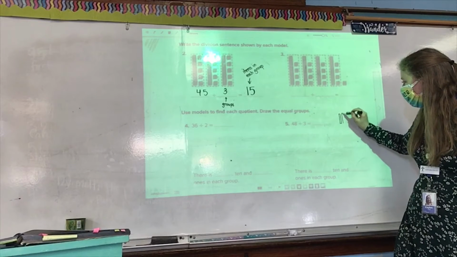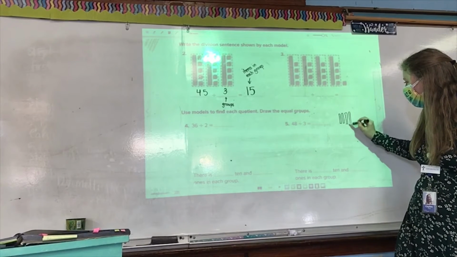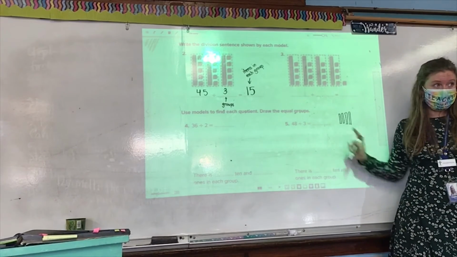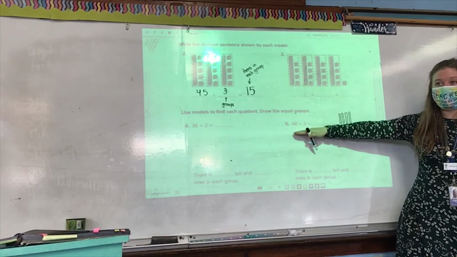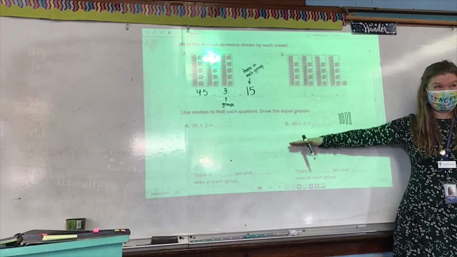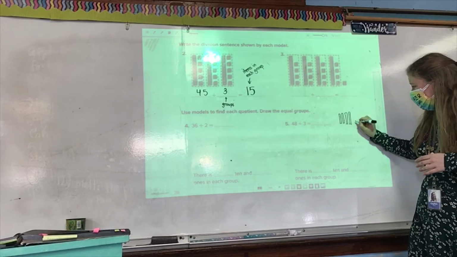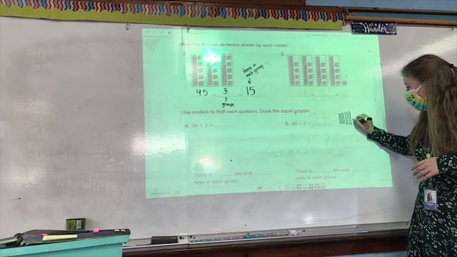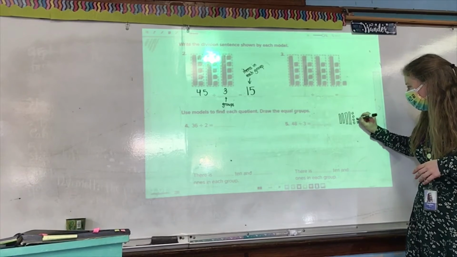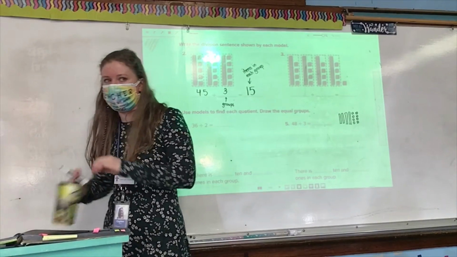1, 2, 3, 4. I'm doing it small and lining it up with the equation so that I still have lots of room for my groups, because I have to do 2 separate little models. So 4 10 rods and 8 ones cubes. 1, 2, 3, 4, 5, 6, 7, 8. Thank you, Kingston, for helping us with step 1.